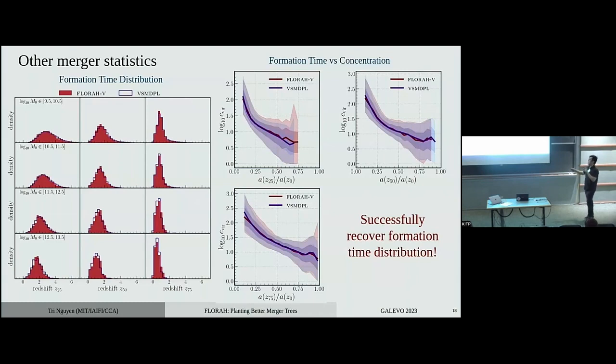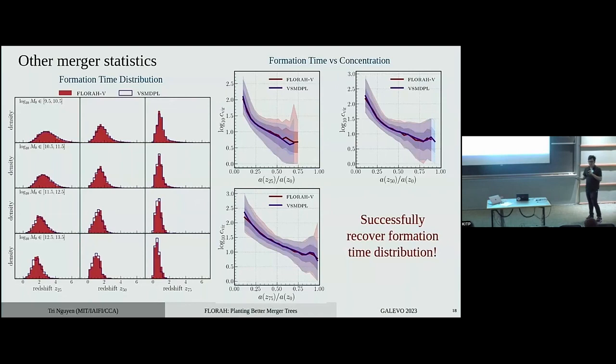I also plot the formation time versus the concentration, but here I use the scale factor instead of redshift. This is for Z25, Z50, Z75. I use the scale factor because this is what people typically use when they look into formation time versus concentration. I plot the median, 68 percentile and 95 percentile. And you can see that it successfully recovers a lot of the formation time distribution.